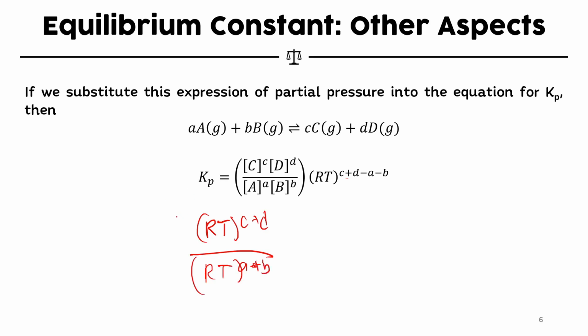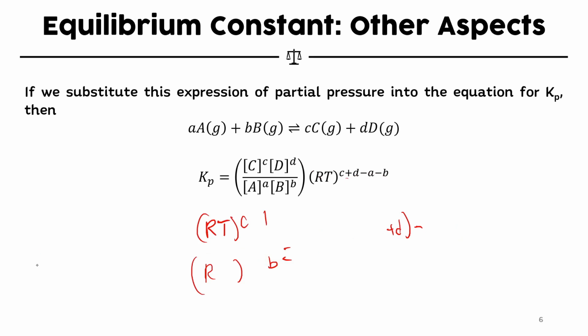So what will happen is we will apply the exponential laws, and it would look like this. So RT raised to the power of c plus d minus a plus b, open close parentheses. Now if we remove the parentheses here, this a will become negative and b will become negative. Thus it would look like this.